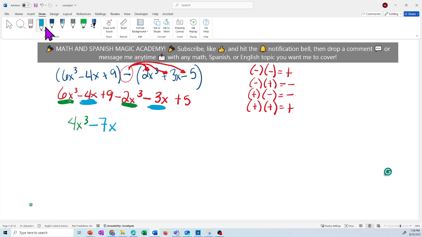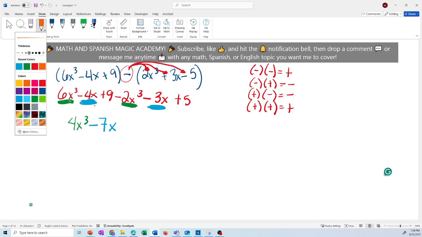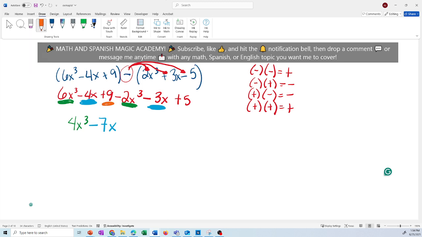Now let's take a look if I have constants. I do. Positive 9, right? And a plus 5, so I add them. So positive 14. And that's it. I cannot do anything else. I cannot simplify more in their order from highest exponent to the lowest.